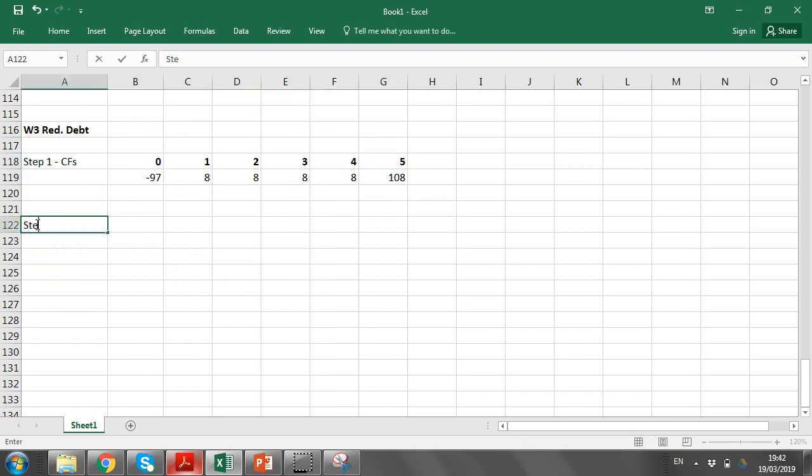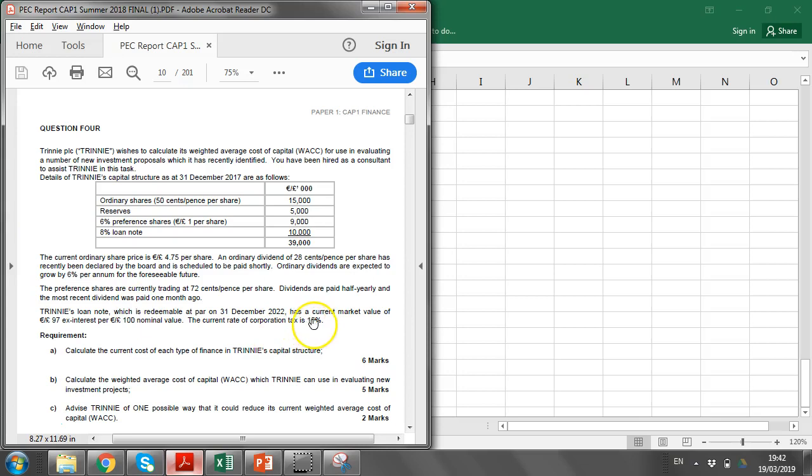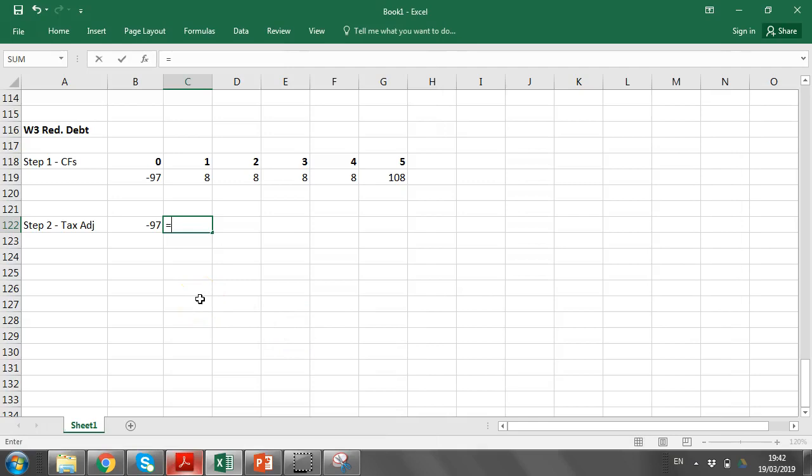Step 2 is your tax adjustment. Now just be careful here. You do not adjust the 97, nor do you adjust the 100 at the end. The only thing you're adjusting here is the interest each year, because only the interest on debt is tax deductible. And what we're doing here is multiplying by 1 minus 0.15. So it's going to be 8 times 1 minus 0.15. So times 1 minus t, which is 6.8 for each of these. And in year 5, it's going to be 106.8.